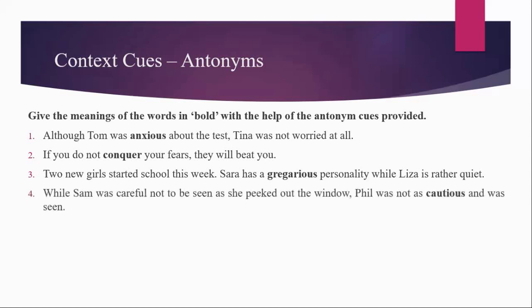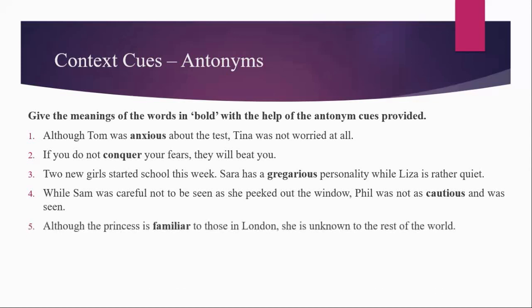Then we have sentence number 4. While Sam was careful not to be seen as she peeked out the window, Phil was not as cautious and was seen, right? So this shows that Sam was careful while Phil was not cautious. So what do you think cautious means? You can easily decipher the meaning by looking at the dependent clause in the sentence.